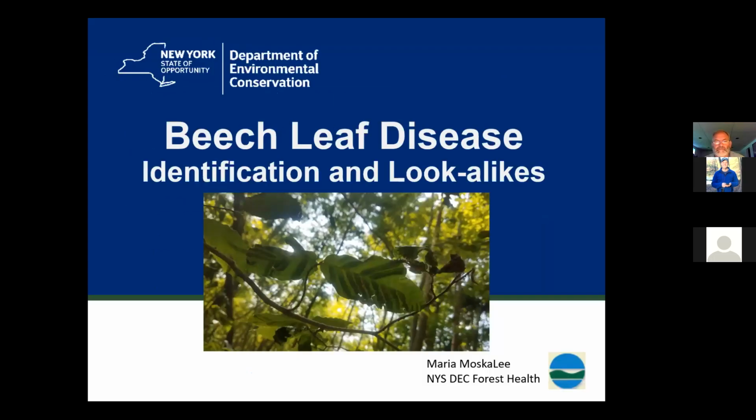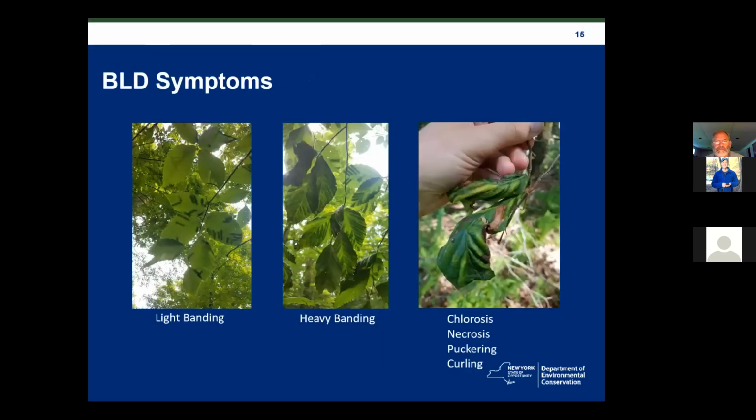Now I will be going over beech leaf disease identification and lookalikes. Symptoms of BLD generally progress from the bottom of the canopy upward, but can be found randomly throughout. Likewise, it is found in the understory before the overstory.